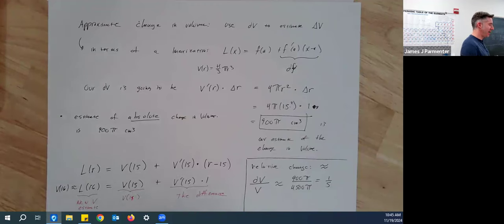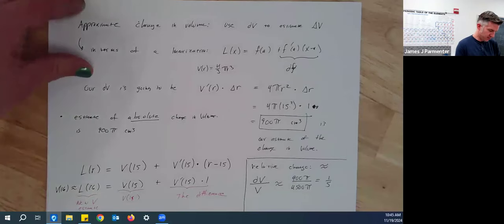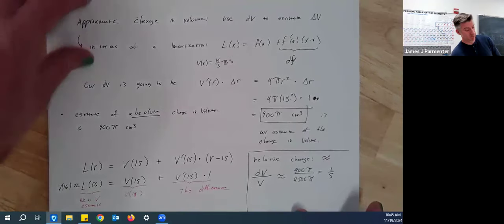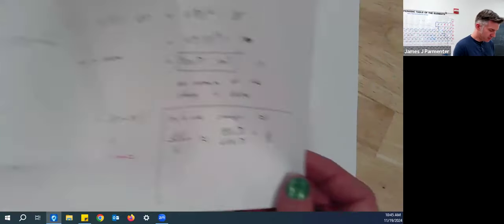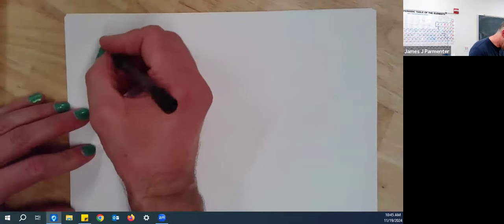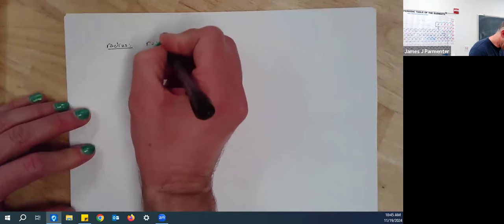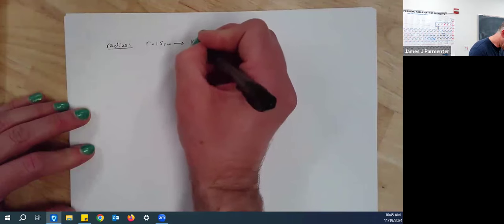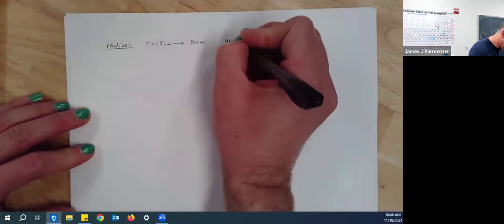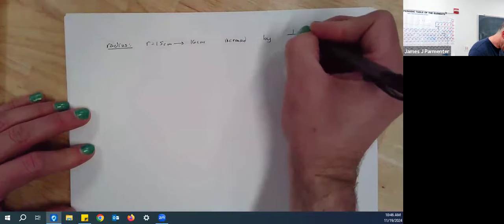So usually I don't love this relative change here. That doesn't make a whole lot of sense in my mind, although it is a useful thing. What I actually think is more useful is the percentage increase. So I would point out that the radius going from 15 centimeters to 16 centimeters increased by 1/15.